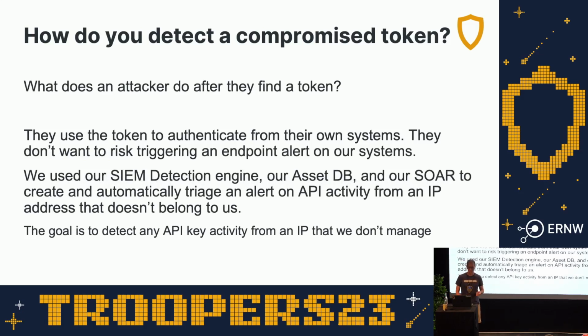So how do you detect a compromised token? When you think about what the attacker does with the token, like I said, they immediately go off to their own infrastructure and start using it. That's what we're going to detect. So how do I detect a token being used somewhere other than my own infrastructure? Well, I've got my assets. I've got my asset database. I've got all my information in the SIEM.